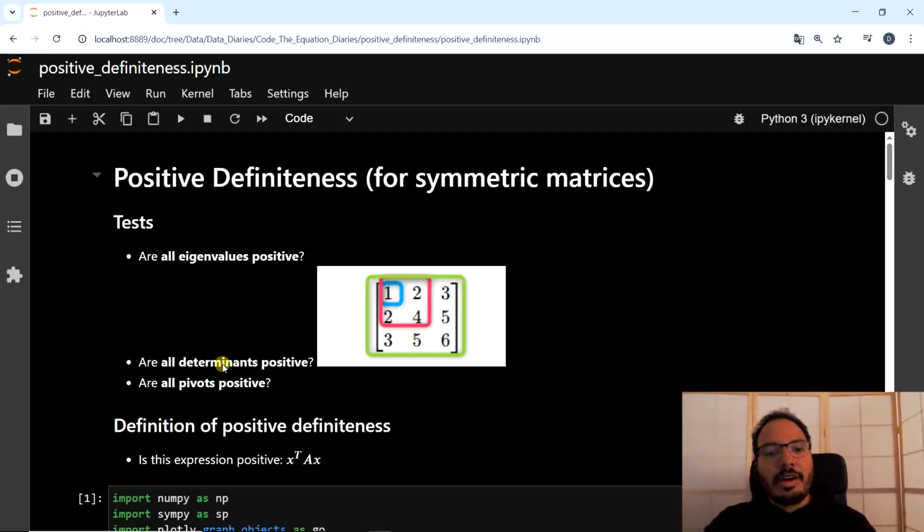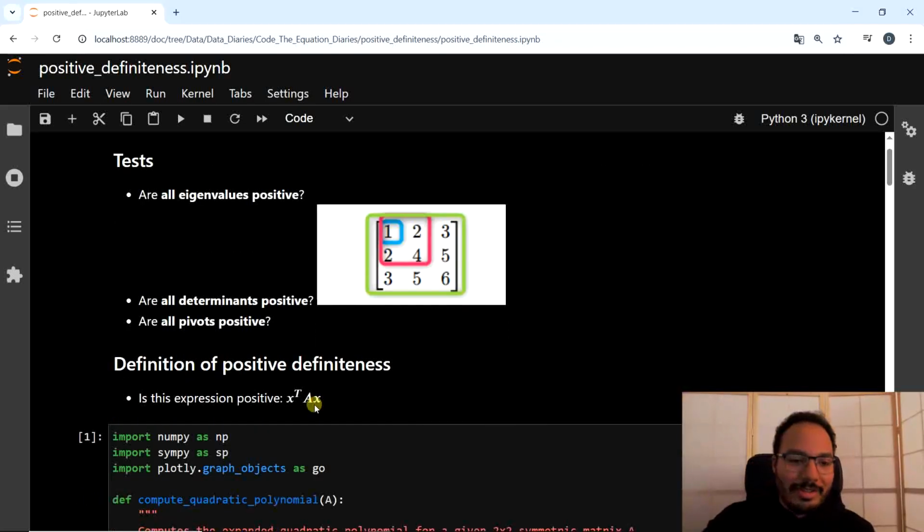So all of these are tests that can prove the positive definiteness, but there's a nice visual intuition, and that is what I showed you in the graph below. We can just look at this expression here, x transpose Ax. And if this is positive for all given x values, it means that the matrix is positive definite, and actually that's also the definition that is used.